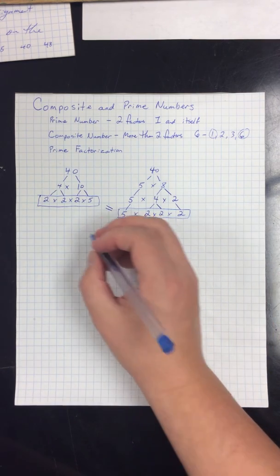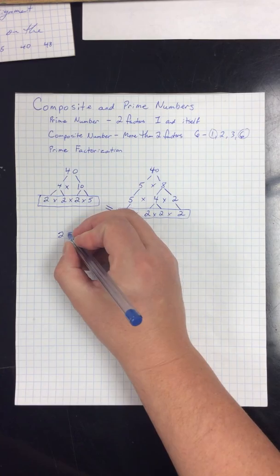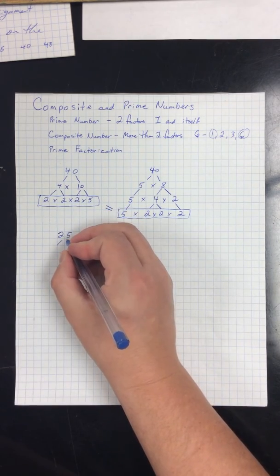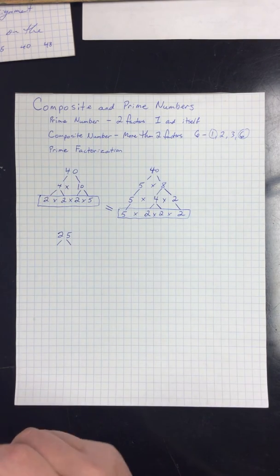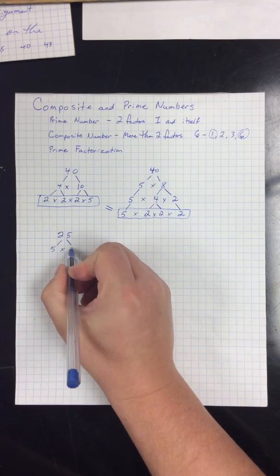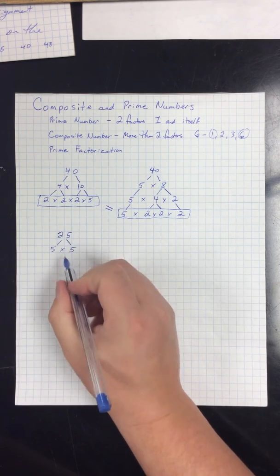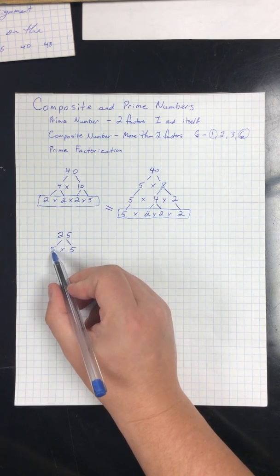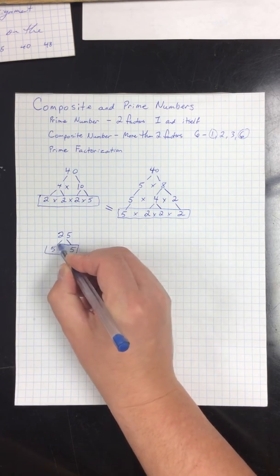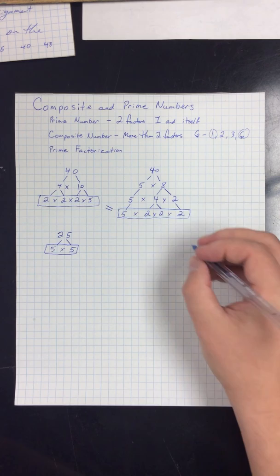Let's try a different number because some of these work out very quickly. 25, well, there's only two numbers that divide evenly into 25 other than 1 and itself, and that was 5 times 5. 5 times 5 is 25, and I look at 5, it is prime. 5 is also prime, so my prime factors of 25 are 5 and 5.